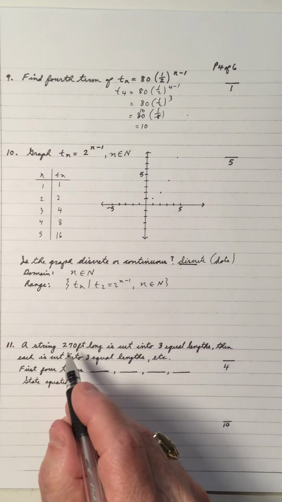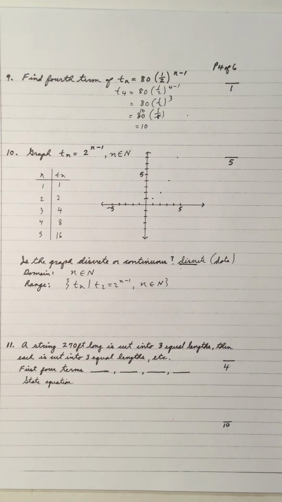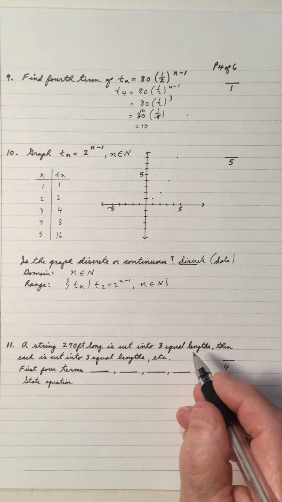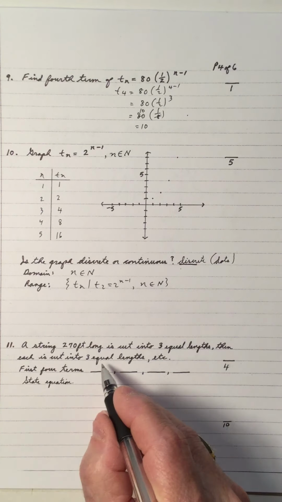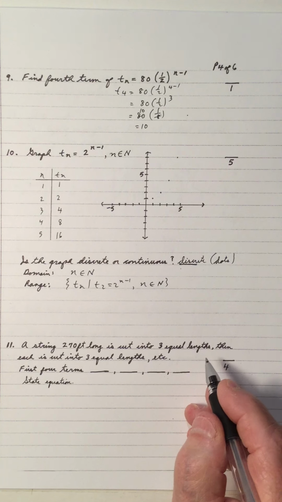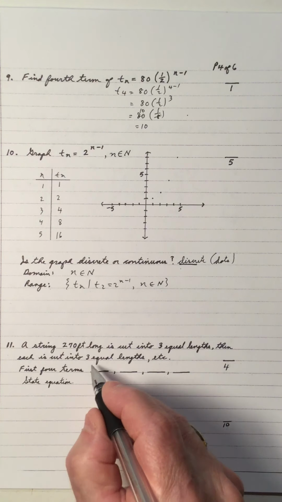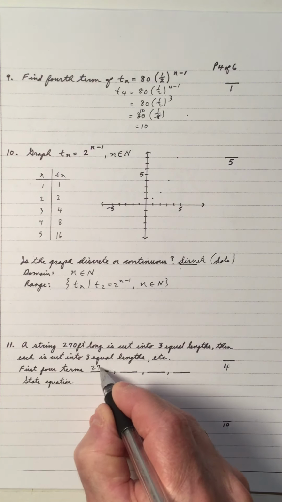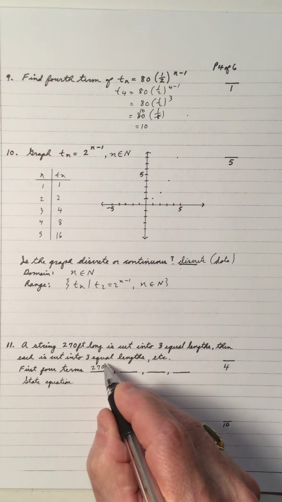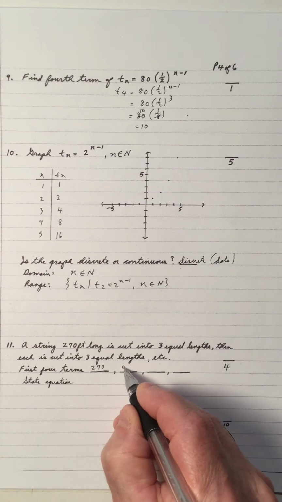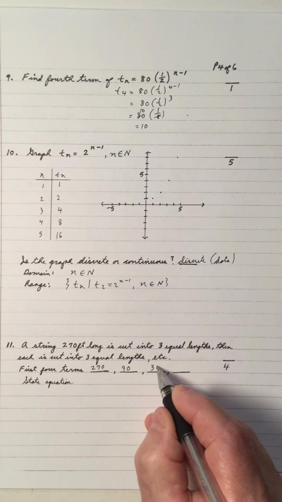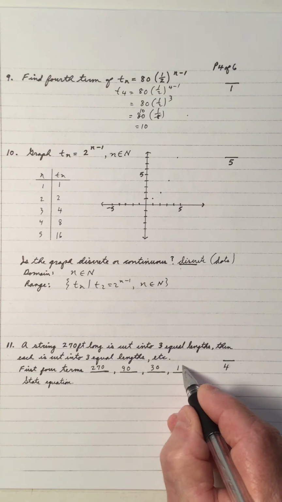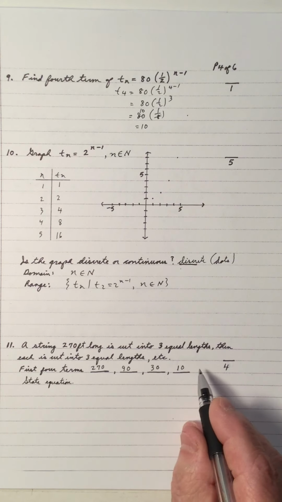Number 11, a string 270 feet long is cut into 3 equal lengths. Then each is cut into 3 equal lengths, etc. And what are the first 4 terms? We have a 270. Cut into 3 equal pieces, so divide by 3, you get a 90. Cut into 3 equal pieces, you get a 30. Cut into 3 equal pieces, you get a 10. And we can continue on that.